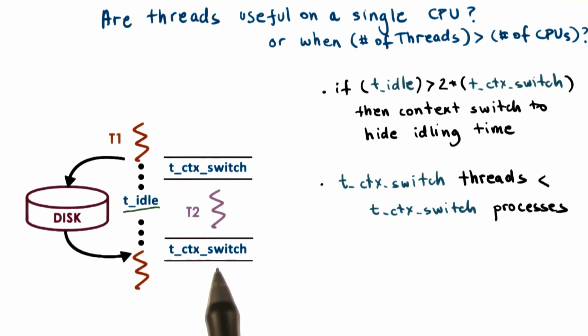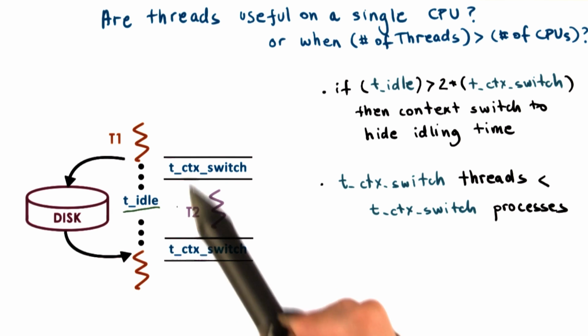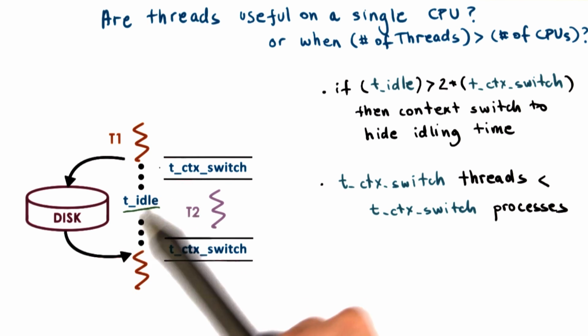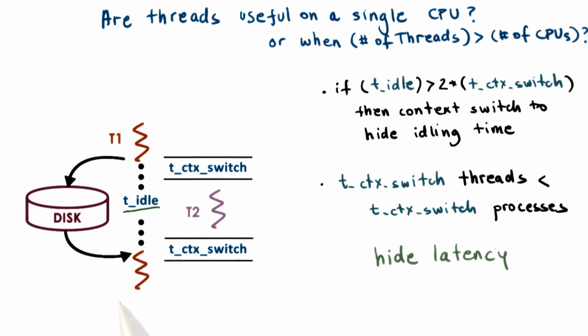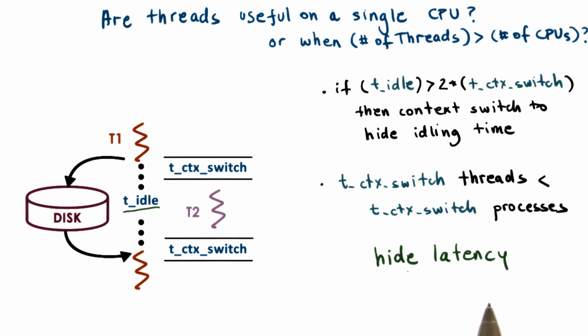The shorter the context switching time is, there will be more of these T idle situations when a thread is idling, where it will make sense to context switch to another thread and hide the idling time. Therefore, multithreading is especially useful because it allows us to hide more of the latency that's associated with I/O operations, and this is useful even on a single CPU.